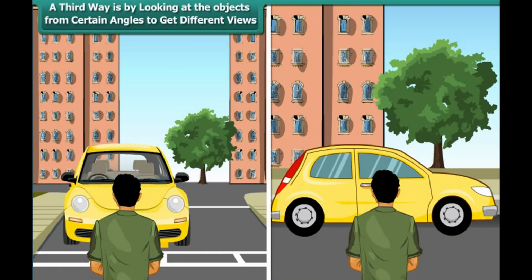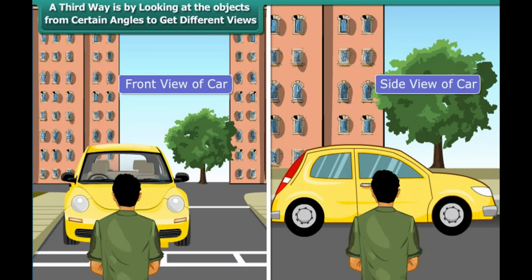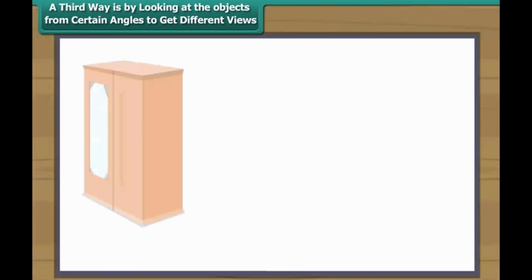A third way is by looking at the objects from certain angles to get different views. We can look at the object by just standing in front of it and from the side and top as well. Let us see some of the objects through this method.